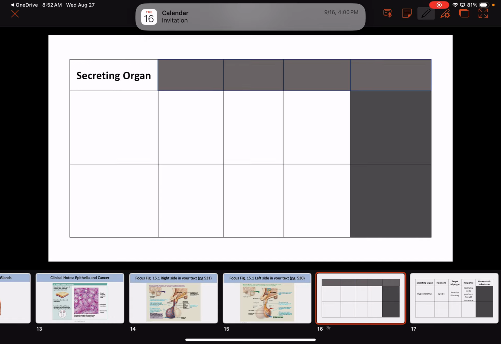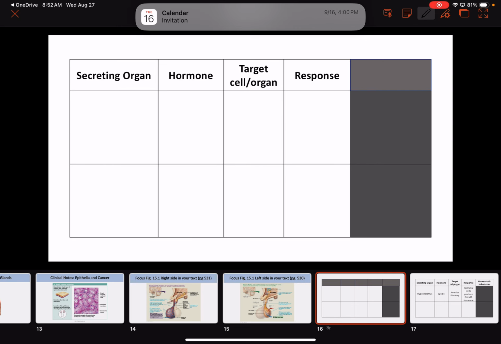All right, so for each one of these hormones that we're going to talk about, you want to be able to tell me what the secreting organ is, what the actual hormone in question is, what the target cell or organ of that hormone is, and then what the response is. You should be able to give that information for every hormone that we talk about. And then we'll mention some homeostatic imbalances along the way, diseases and such that are related to those hormones.